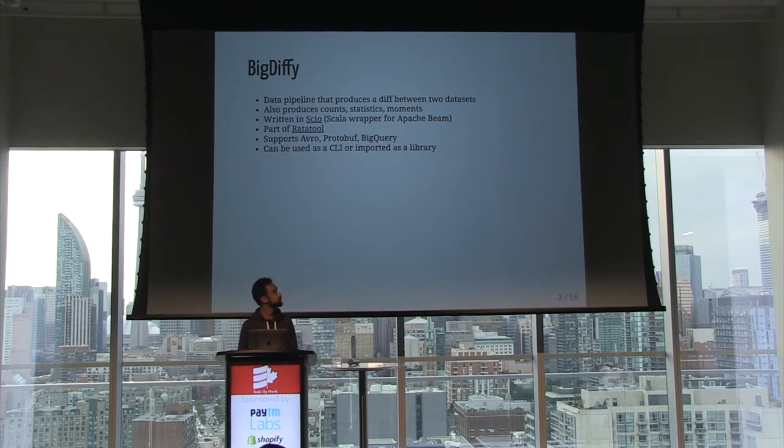And this tool, Big Diffie, is part of an open source library we have called Ratatouille, which contains a few other pieces, including Scala check generators for different data formats and a sampling pipeline as well. And it can be imported as a CLI, installed through Brew, or you can import it as a library and use it in your projects.